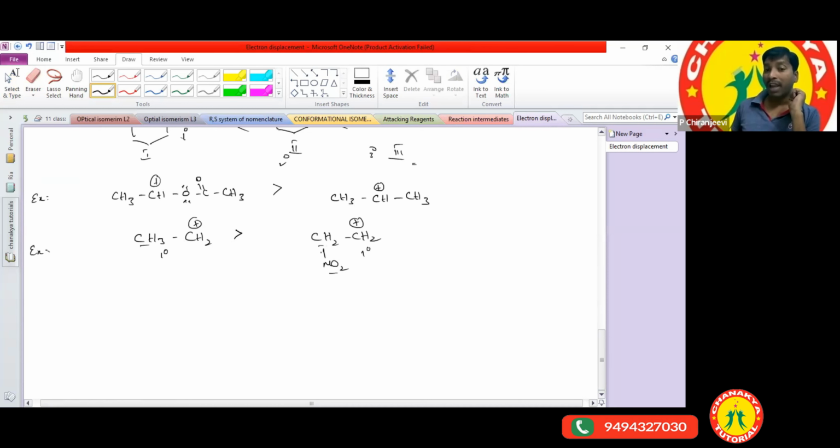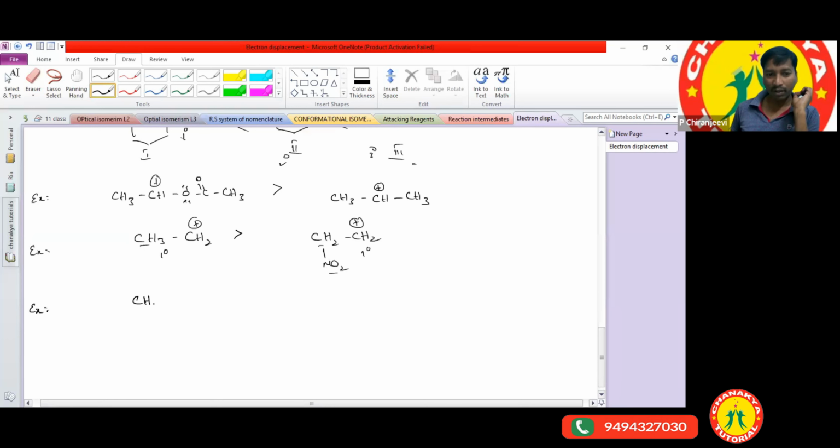But in this one, an electron withdrawing group is also there. Electron withdrawing groups decrease the stability of the carbocations. Now you got the clarity, all of you. So these are the application oriented questions. In JEE also they are asking application oriented questions only. Now I'm going to give one more example.